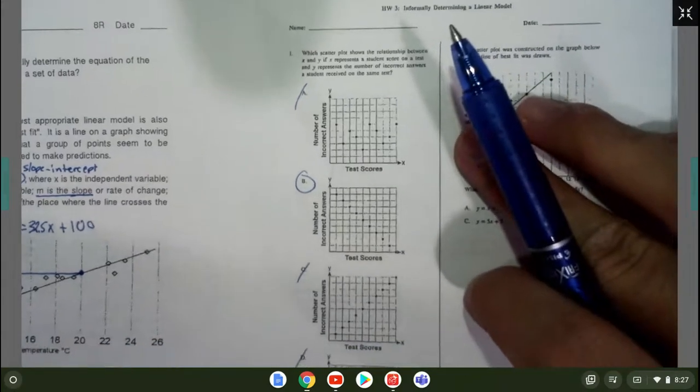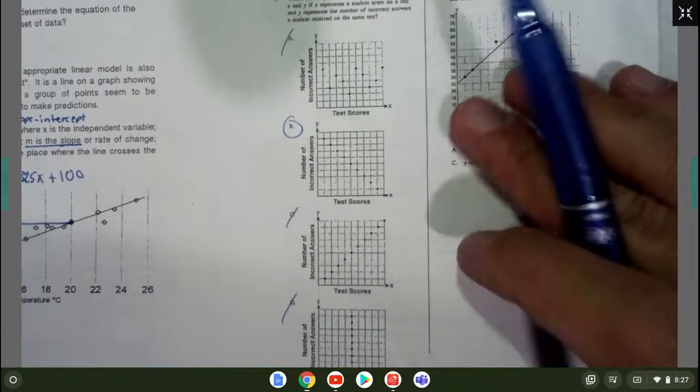C doesn't make sense. That's an increasing graph. Our test score is not going to increase as the number of incorrect answers increases, right? The more you get wrong, the higher your score goes. That doesn't make sense. And then D shows us the test score is the same no matter what. Whether we miss all the questions way up here or we miss none of the questions, we have the same test score. And that wouldn't seem very fair. So that's also not correct.